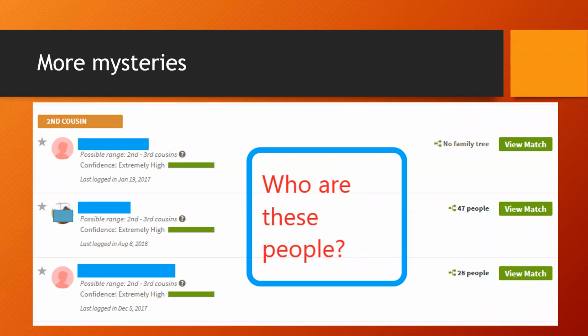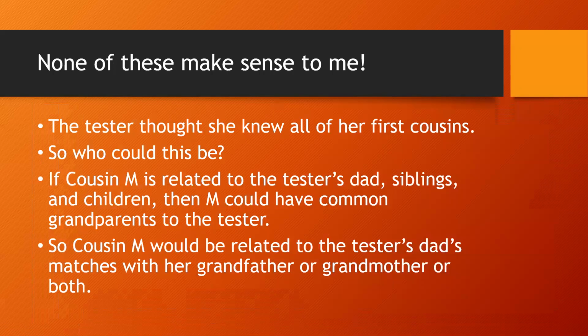And again, this was an old screenshot. So no family tree might actually mean no linked tree. Right now, the site would say that there's a linked tree. So none of this made sense to me. The tester thought that she knew all of her first cousins. She grew up with them. And so she thought she knew all of them.